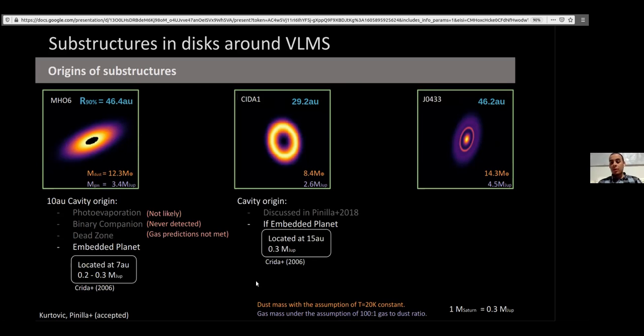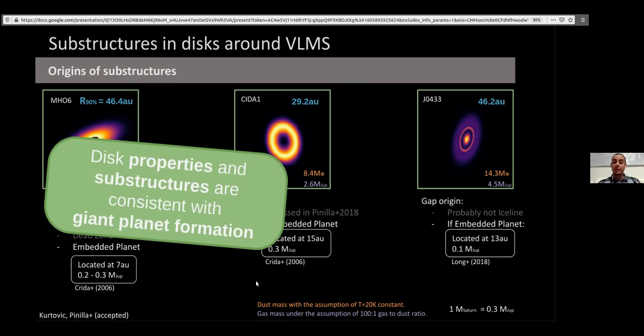For CEDA1, our substructure is very similar to the one that was already described in Pinilla et al. 2018. So we don't change the results from there. We also need a Saturn mass planet. And for JO433, we find that a planet that is like a third of Saturn, or 3 times Neptune, could explain the gap that we're observing.